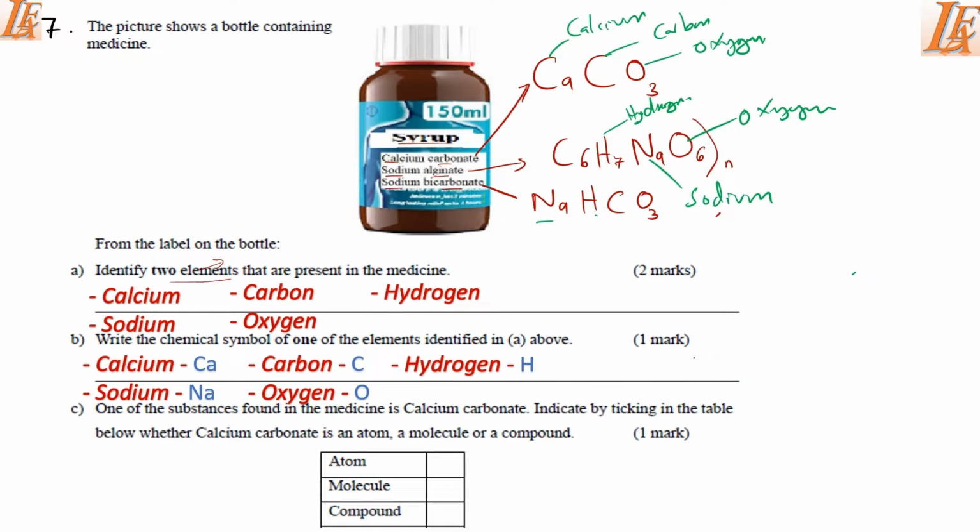And then question C: one of the substances found in the medicine is calcium carbonate, the first one here. Indicate by ticking in the table below whether calcium carbonate is an atom, a molecule, or a compound. In this case, calcium carbonate is a compound, and we define a compound as a substance which contains 2 or more elements which are chemically combined.